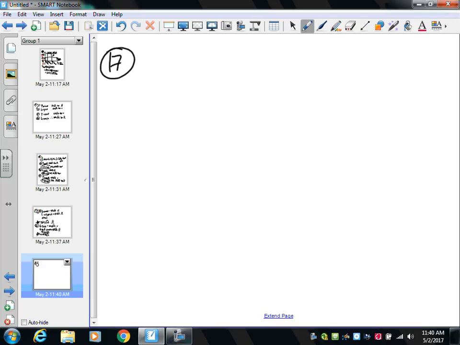Oh wait, so 17. So looking at this one here, how many moles per liter of silver chloride will be in a saturated solution of silver chloride? Okay, so they gave us a KSP value.